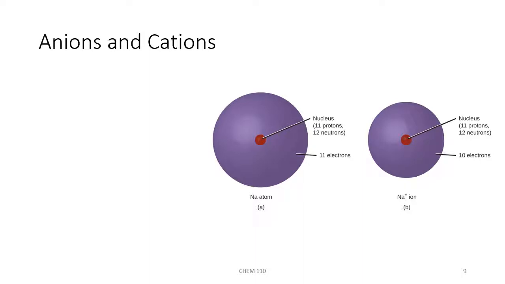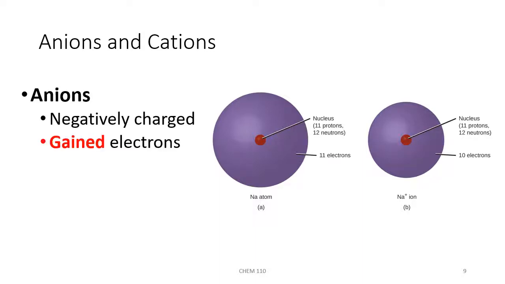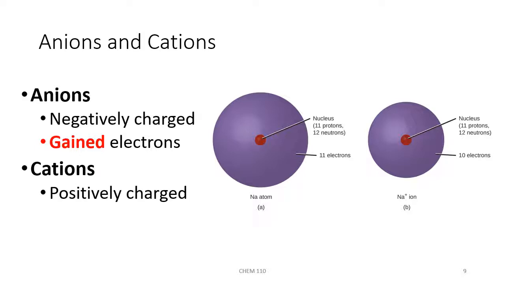Just as we predicted the number of protons, electrons, and neutrons for specific isotopes, we can also predict the number of protons and electrons for ions. So anions will be negatively charged, which means that they gained or picked up some extra electrons. Cations are positively charged, which means that they lost electrons. Electrons have a negative charge, so if you gain more, you will develop a negative charge, and if you give up some, you will have a positive charge.